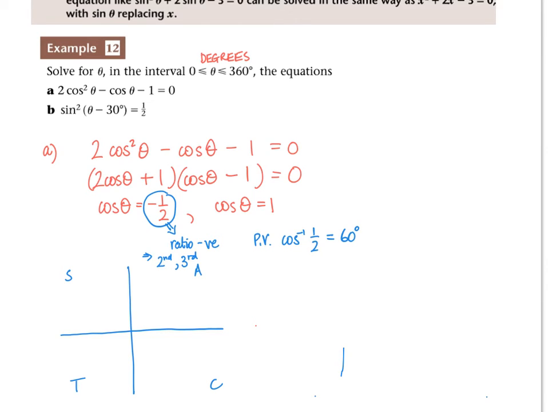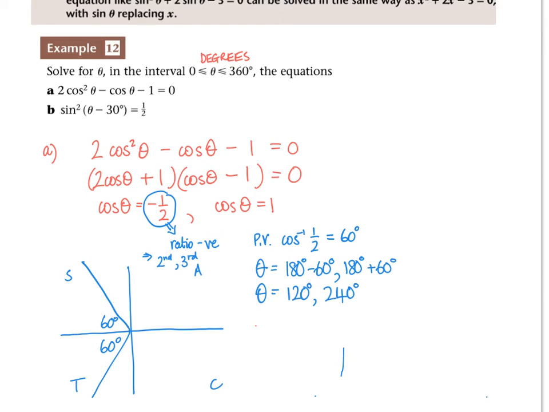So for 60 degrees, it's in the second quadrant, so it looks like that. And it's in the third quadrant, 60 degrees. So theta for this one is going to be equal to 180 minus 60 degrees and 180 degrees plus 60 degrees. So theta is 120 degrees and 240 degrees. If you pop that into your calculator, you should get a ratio of minus a half.